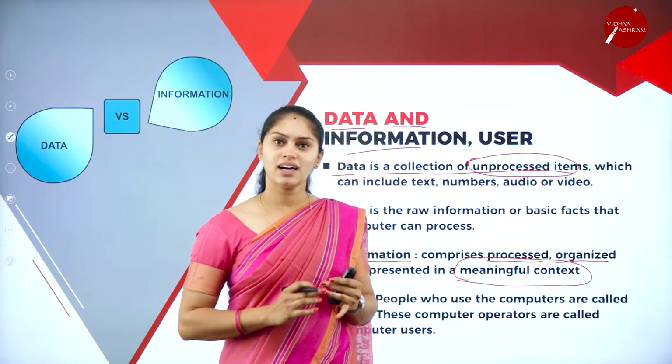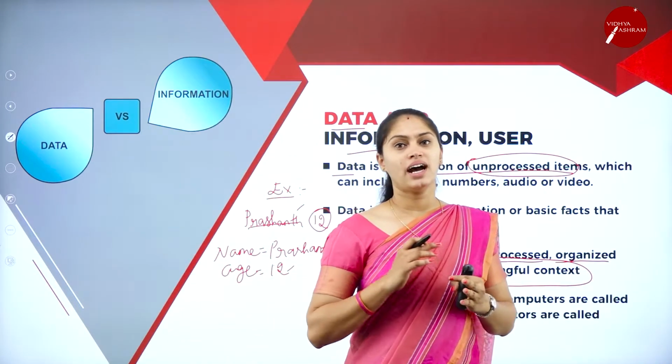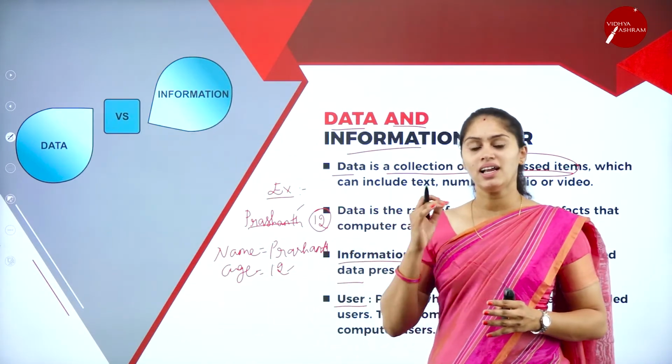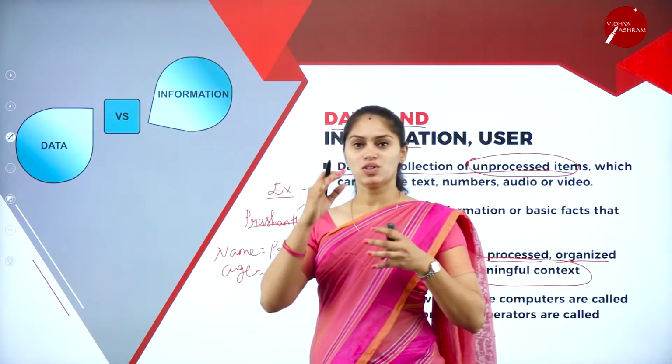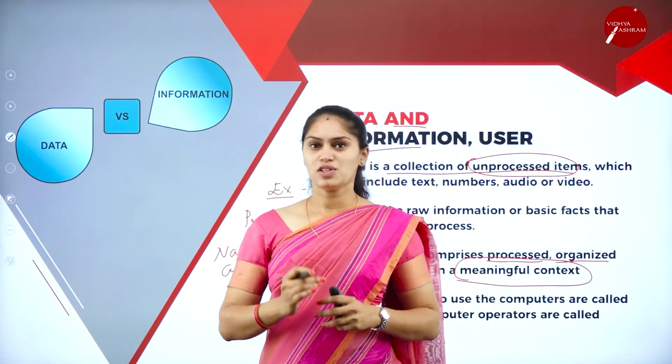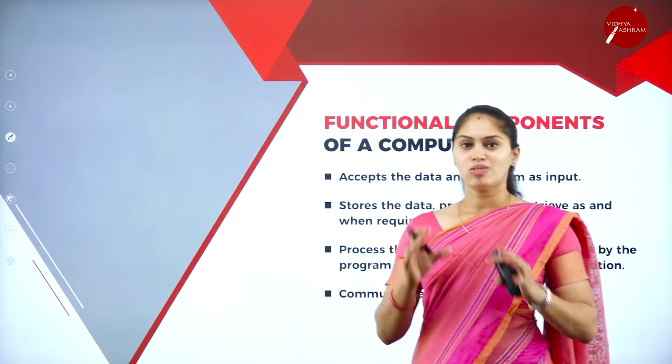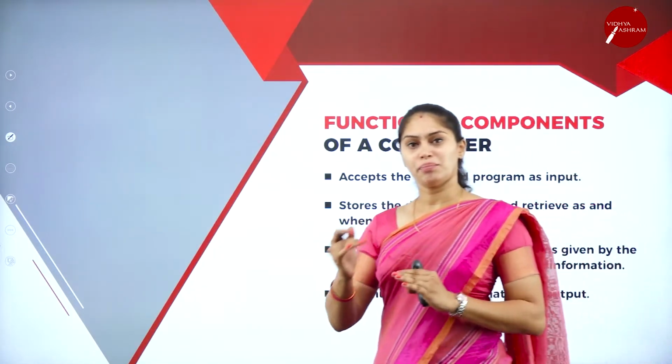Here I have data, information, user, hardware, software, and types of software. So these are all the components of a computer system. What are the functional units of a computer system?